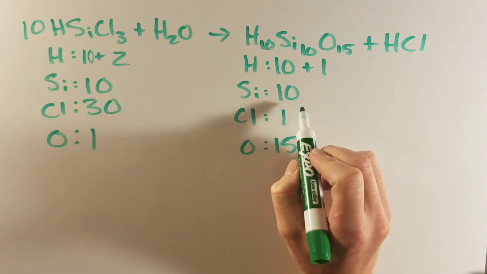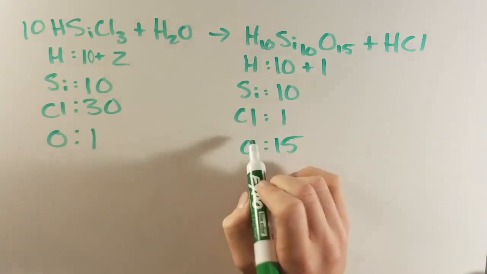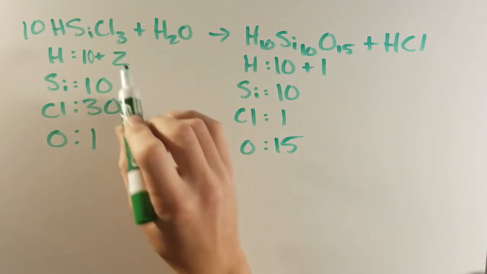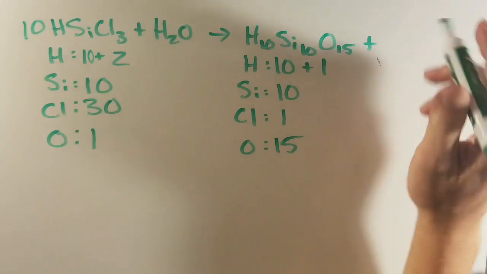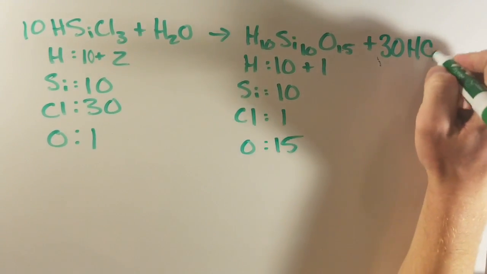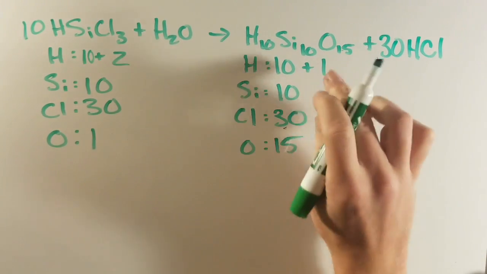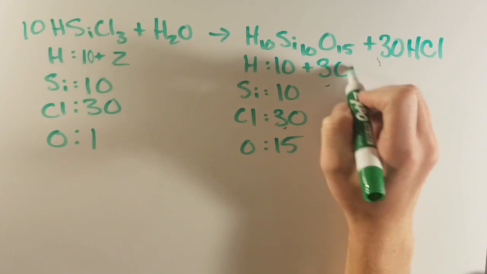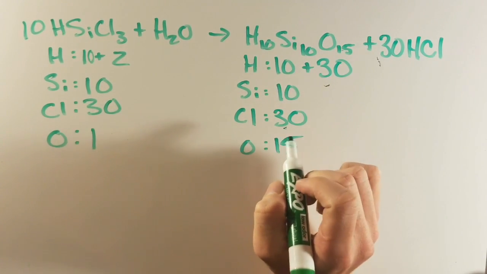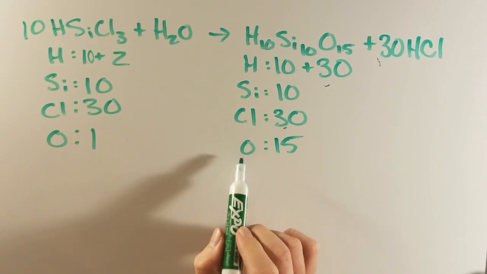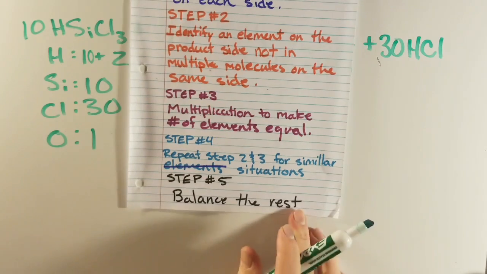Okay, let's see if there's another one. We have chlorine. Okay, so chlorine, we have 1 chlorine here, and we have 30 chlorines here. So we're going to need to multiply HCl by 30. So we have 30 HCl. Cool. Now this is balanced, but we have affected the hydrogen, right? 30 more, or 29 more, but anyways. All right, so the only thing that isn't balanced, we did step 3 and step 4. Step 5 is balance the rest.